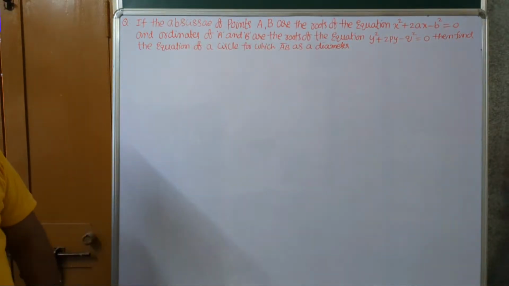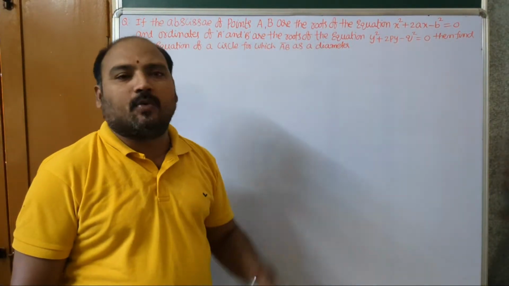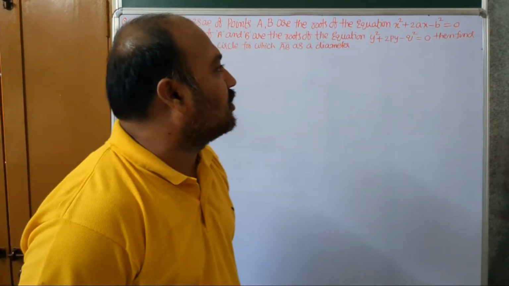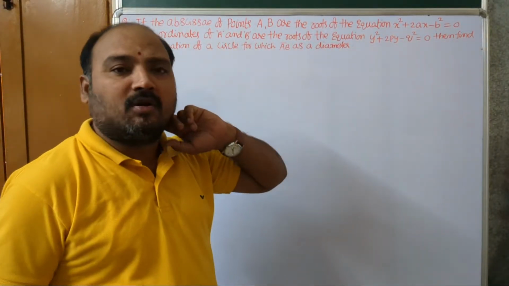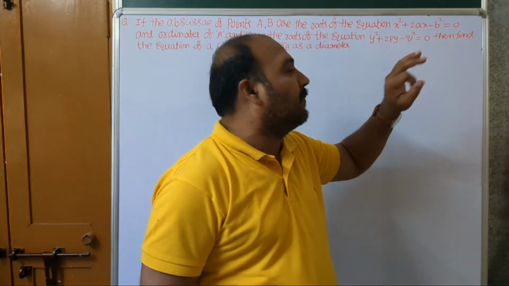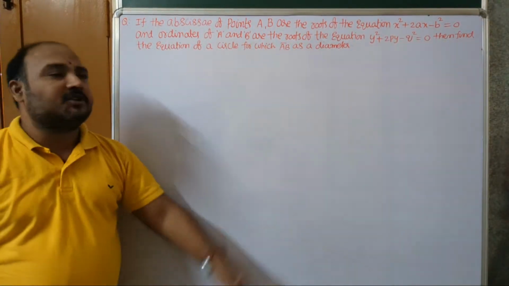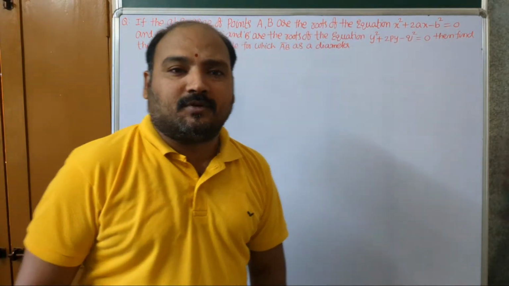If the abscissa of points A, B are the roots of the equation x square plus 2ax minus b square equal to 0, and the ordinates of A and B are the roots of the equation y square plus 2py minus q square equal to 0, then find the equation of the circle for which AB is a diameter.